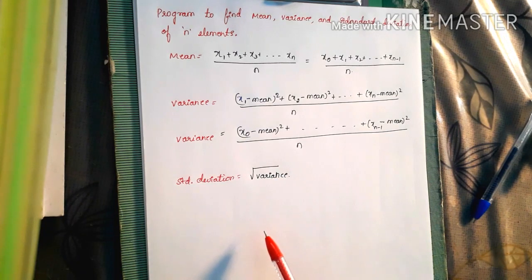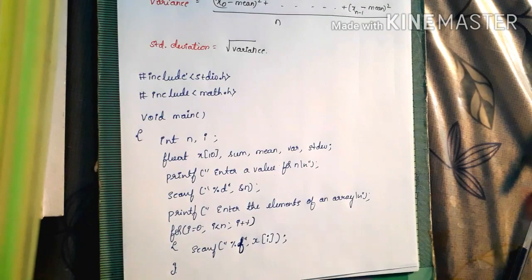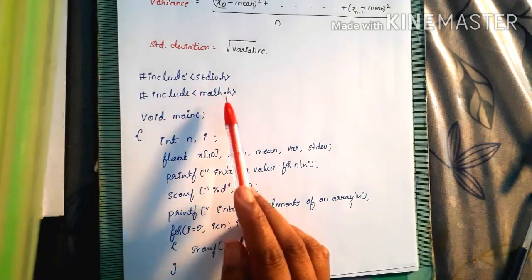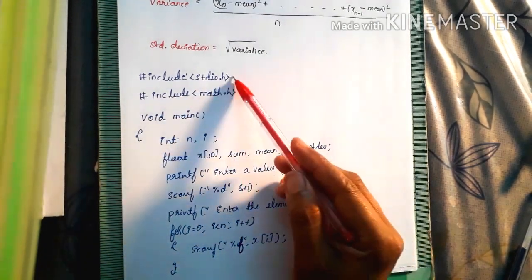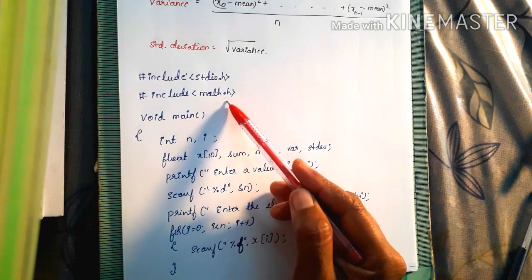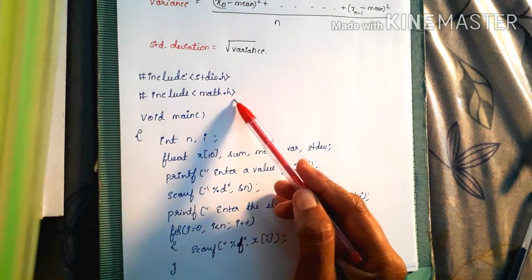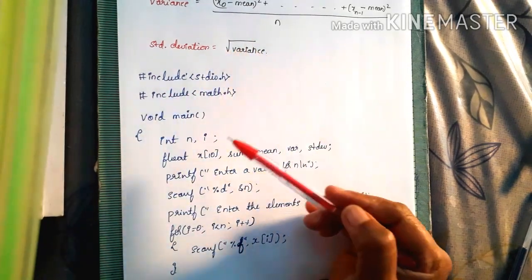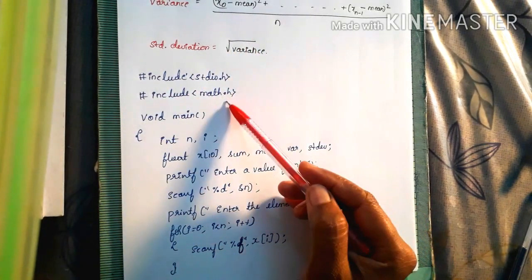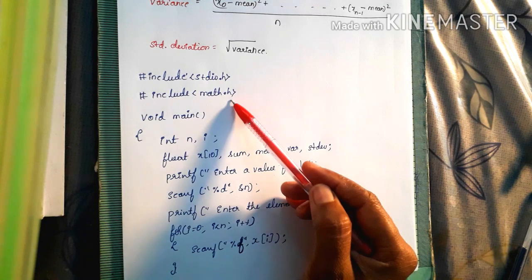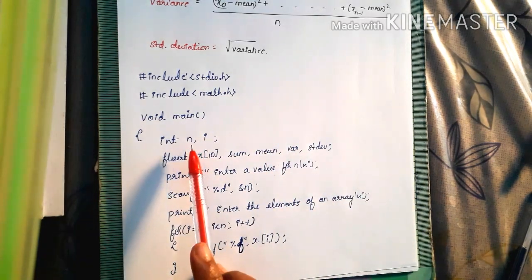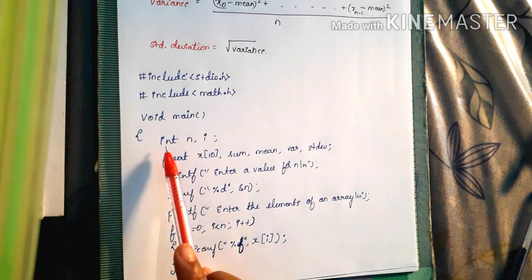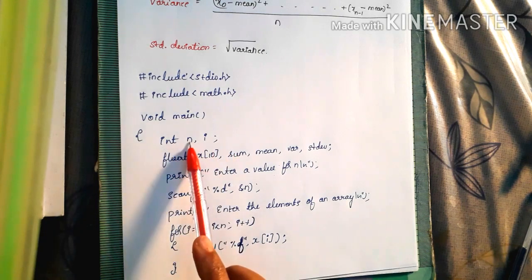Now I'll write the program. First, write preprocessor instructions. Here I have included the header file math.h, because I want to use square root function in this program. So that's why I have included the header file math.h. Next, I have taken the variable n and i as int. This n indicates the number of elements that I want to be input to the array x.